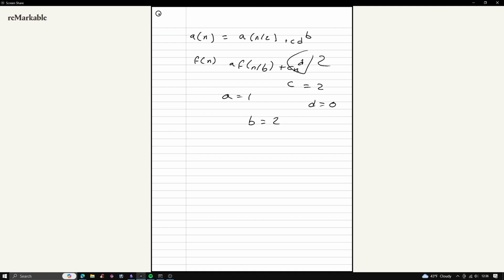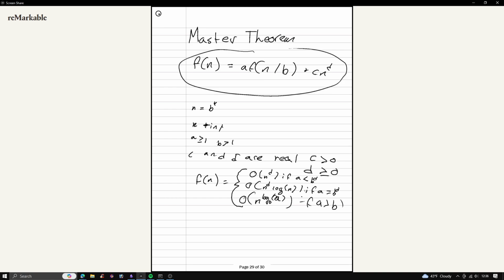So if we look back over here, b to the d is going to be 1 and a is 1. b to the d, because d is 0, it literally does not matter what b is. So that's going to put us right here. So O of n to the d log n, but again, d is 0, so it's really just O of log n. So that's our big O notation. And that's it.